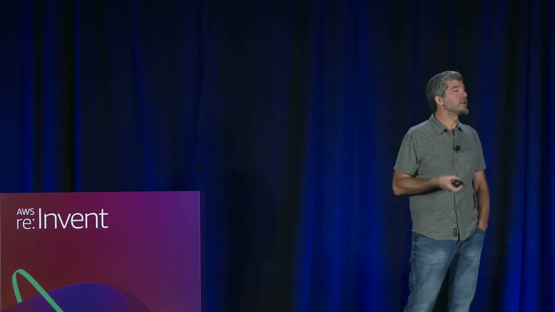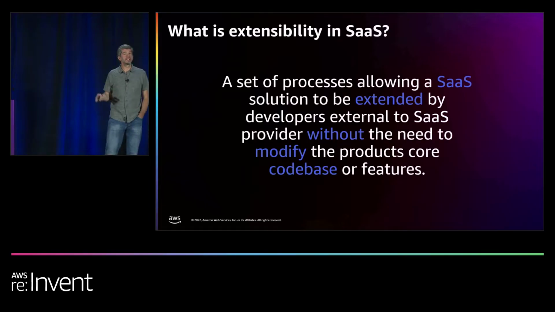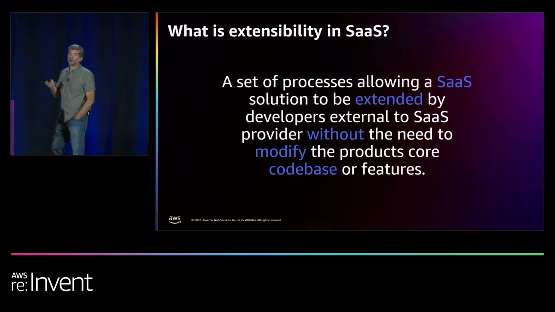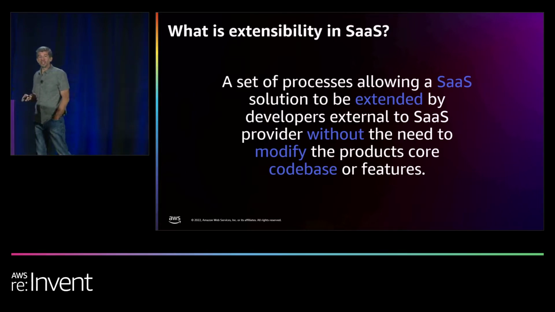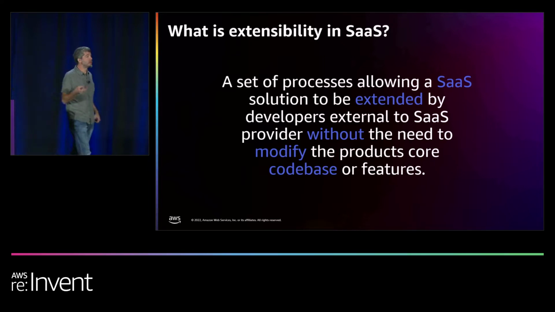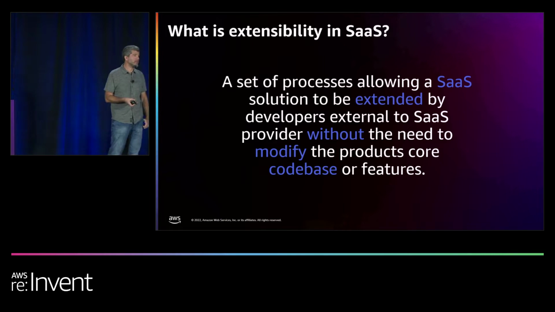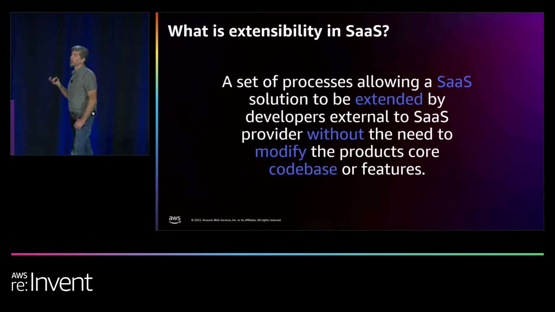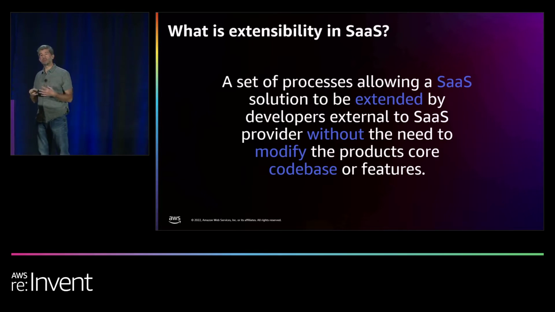Let's start off with a simple definition of what extensibility is in SaaS. And I know people don't like it when you use the word to define itself, but it really is a process of extending your SaaS platform. And the how of you do this is really the interesting part. You take your SaaS platform and you bring in external developers to help you build features around the edges of your SaaS platform. And you do it without changing your core code base. And that's really the center point of what extensibility means.